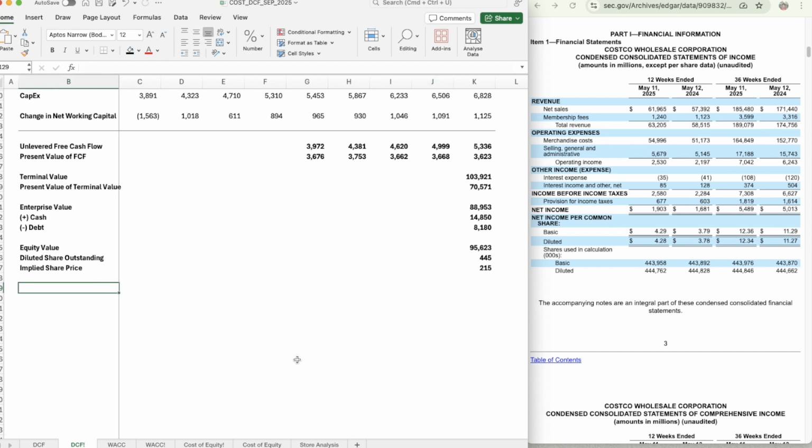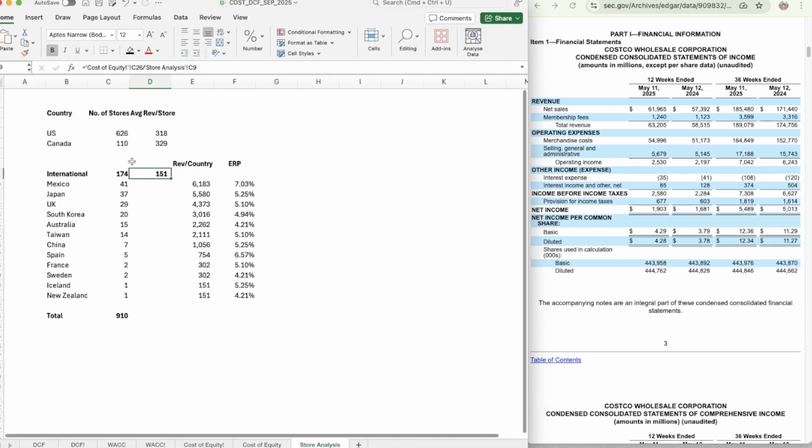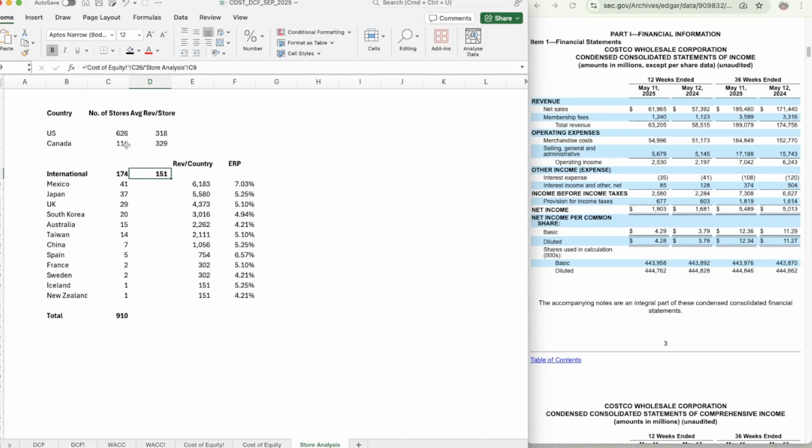But one thing that we can look at is, as I mentioned earlier, the store analysis. Right now, Costco has over 600 stores in the US, over 100 in Canada, then globally, 174. So the rest of the world has nearly as many stores as Canada, which means there's huge room for the company to grow, particularly in markets such as China, Spain, France, Sweden, Iceland. Australia only has 15.